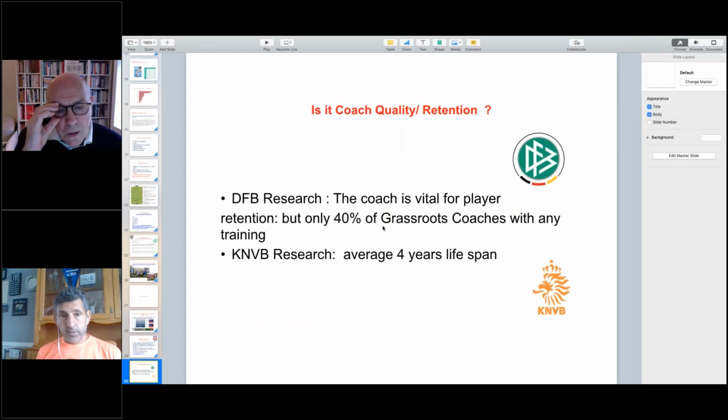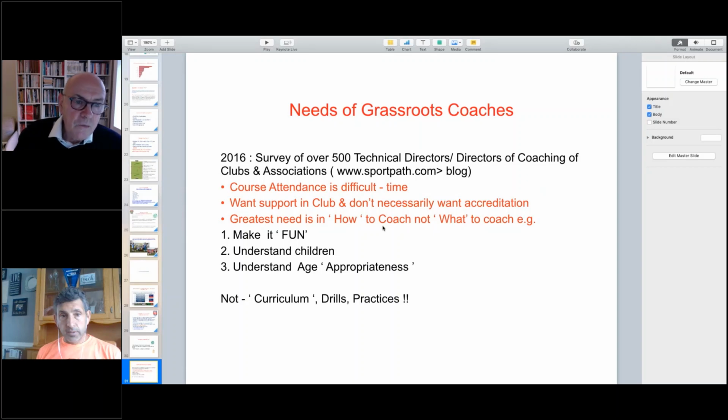So is it coach quality retention? The Germans, I say, have a problem, as we do, with the retention. But in Germany, their research would show there's only 40% of the grassroots coaches with any training. And in Holland, the average for a grassroots coach is 4 years lifespan. So it's a very short lifespan, if you like. They're only going to get 4 years out of a volunteer. These are all volunteers, of course, but the levels of training and the length of time that the grassroots coach is going to be in is quite short. It's very short. So that was some research that I did about 4 years ago with technical directors.